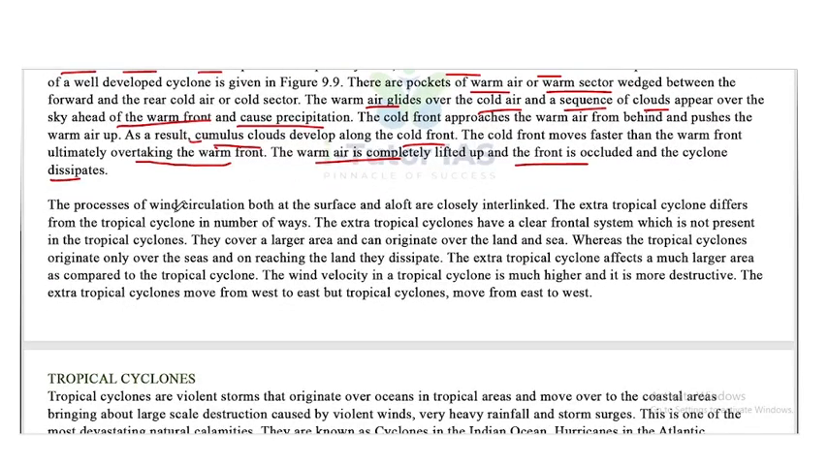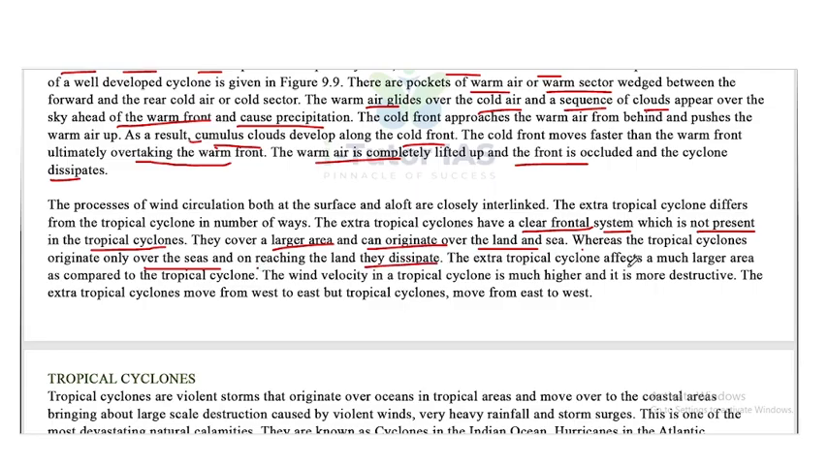The processes of wind circulation both at the surface and aloft are closely interlinked. The extratropical cyclones differ from the tropical cyclones in a number of ways. The extratropical cyclones have a clear frontal system which is not present in the tropical cyclones. They cover a large area and can originate over the sea and land, whereas the tropical cyclones originate only over the seas and on reaching the land they dissipate.